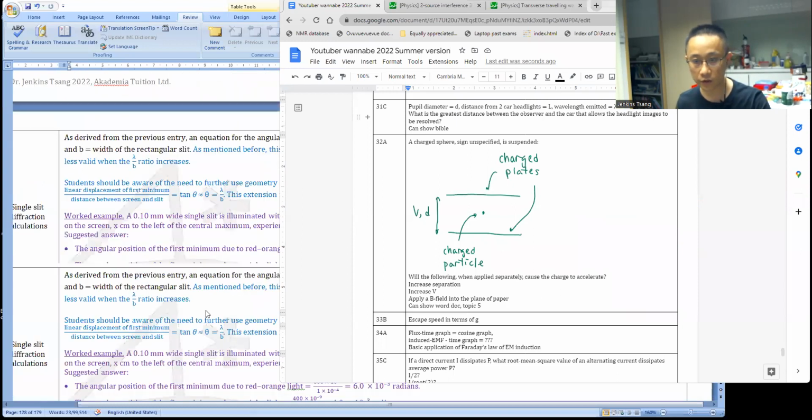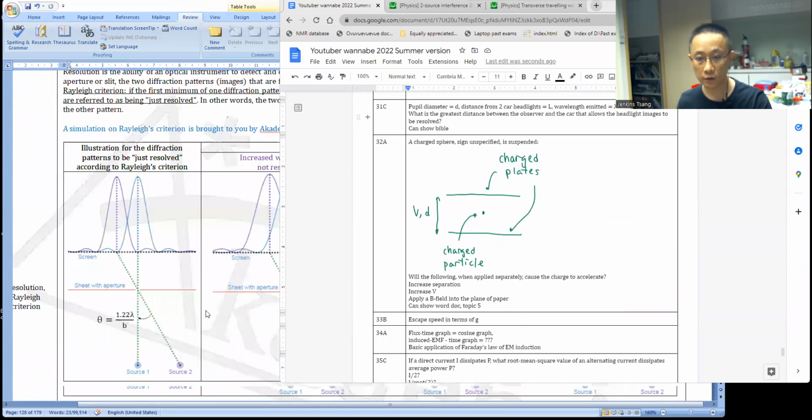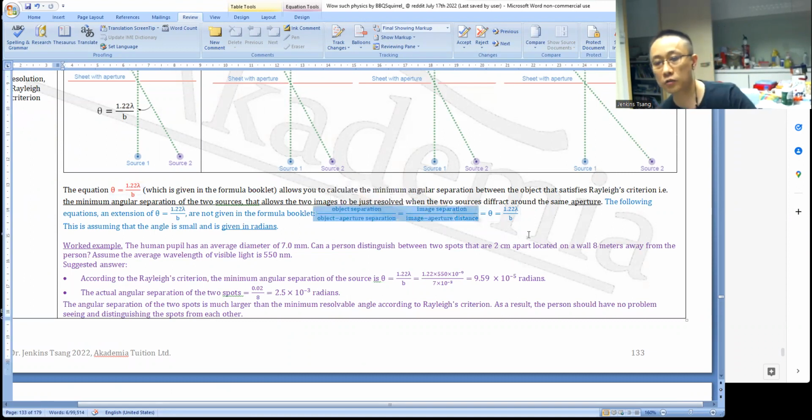I'll just show you these equations that are not presented within the formula book. So theta equals 1.22 lambda over b is in the formula book, but the extensions, which involve the use of small angle approximation and some trigonometry, are something that you guys should be aware of.